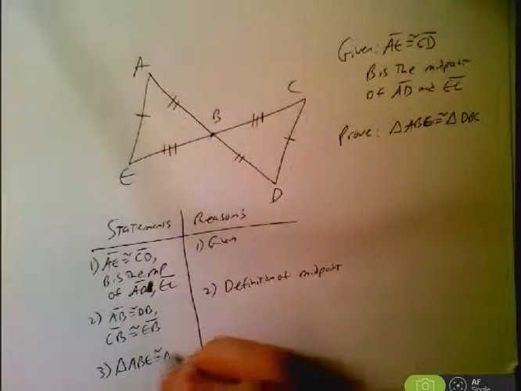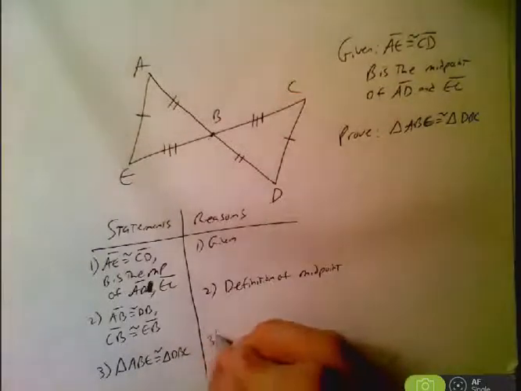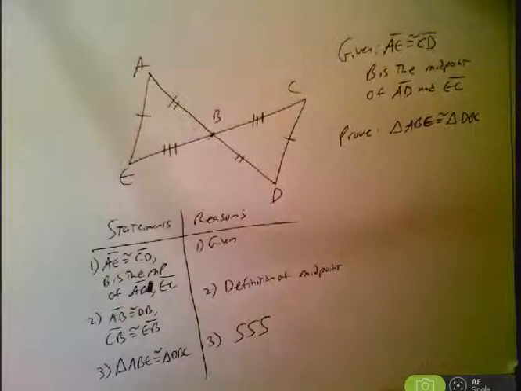Triangle ABE is congruent to triangle DBC because of, and we can literally just write side, side, side. Okay, it's the side, side, side congruence postulate. But if you just write SSS, I know exactly what you mean. Okay. All right. Hopefully that'll get you through the proofs part.